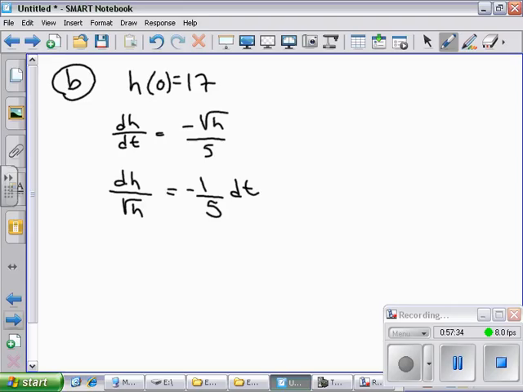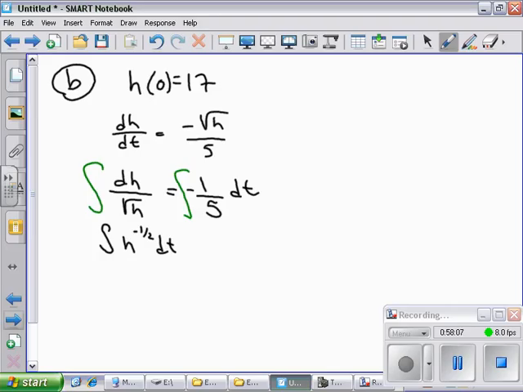So you separate the variables by multiplying or dividing. In this case, I divided both sides by square root of h, and I multiplied each side by dt. And then you integrate. And the plus c you save for the independent variable side, the t side, the x side. Now we're integrating h to the negative 1/2. If I write it as a power, you can always write it as a power unless it's to the negative 1. You don't want to use the power rule there.